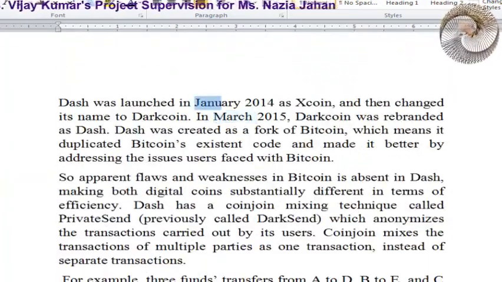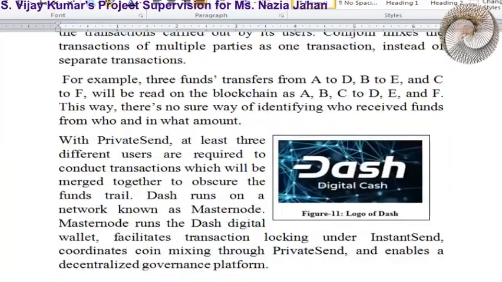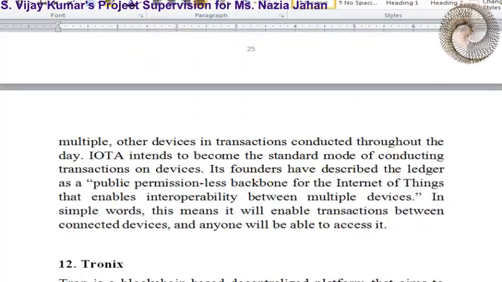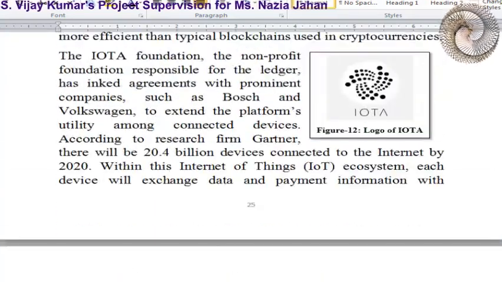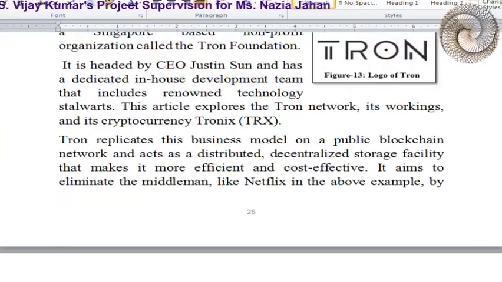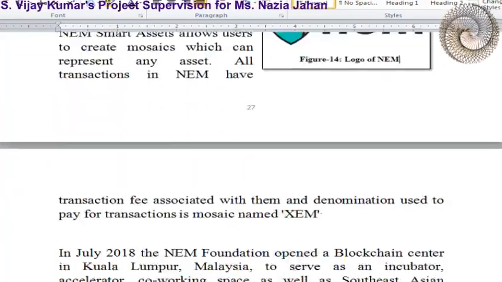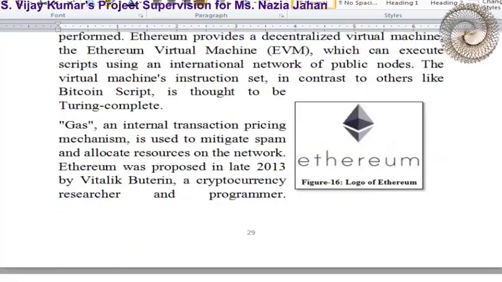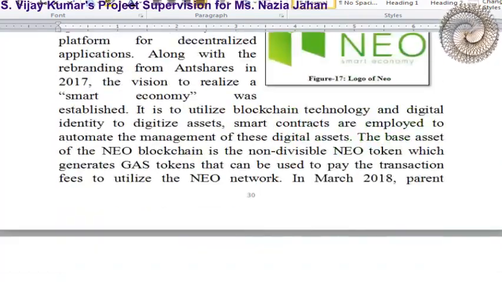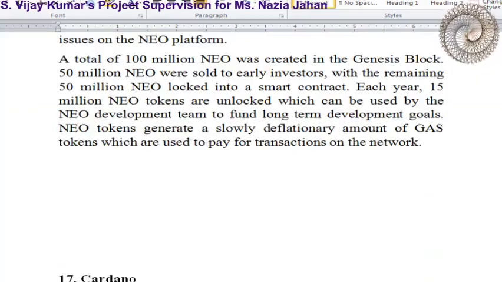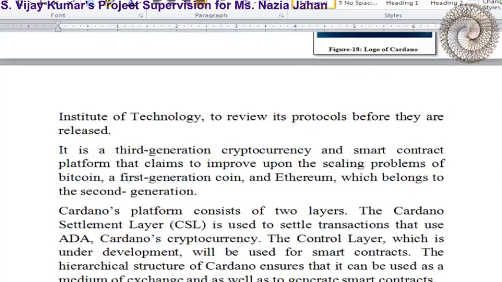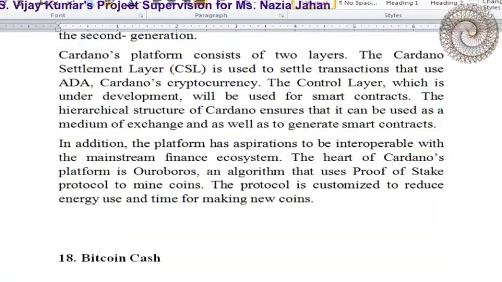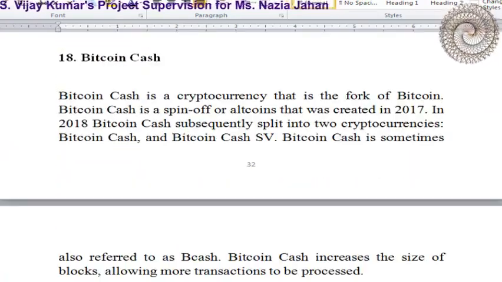March, launched in January 2014. IOTA is there still, Tronix is there. And Monero is there. So when you are writing some data, you have to check that every current data is consistent with this or not.